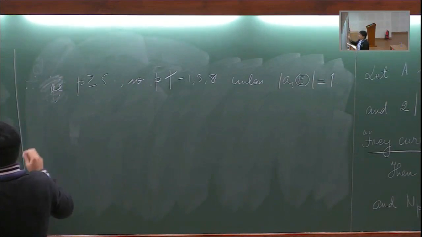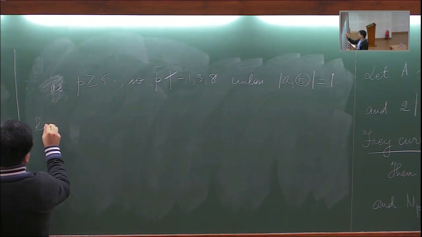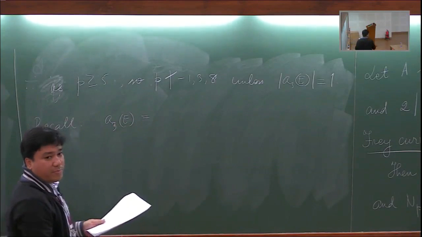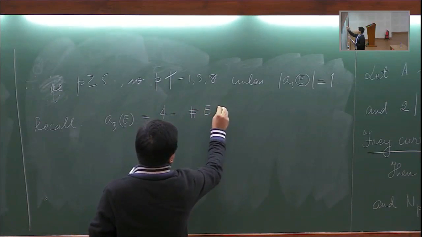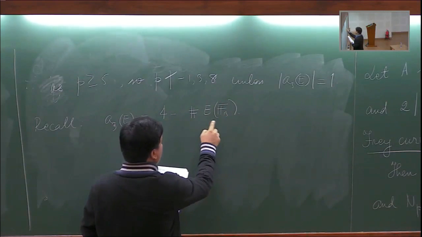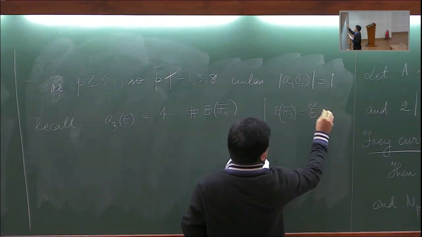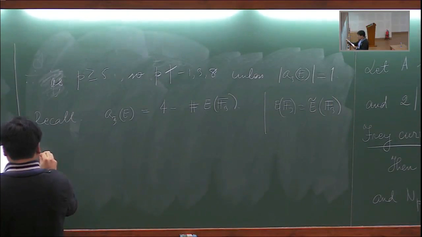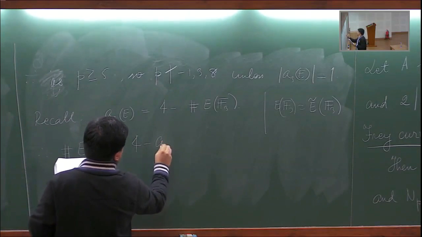So now, as I've assumed that 3 does not divide this, 3 is a prime of good reduction. So I know that. So recall that my A_3(E) is equal to 3 plus 1 minus the number of points on the reduced elliptic curve mod 3, right? So this is equal to 4 minus the number of points on F_3 here, right? So by this I mean the points on the reduced elliptic curve, okay? So even if I have used E, this is only a notation. So therefore, what can I say about the number of points? So this is equal to 4 minus A_3(E).